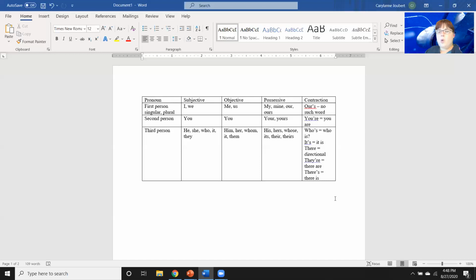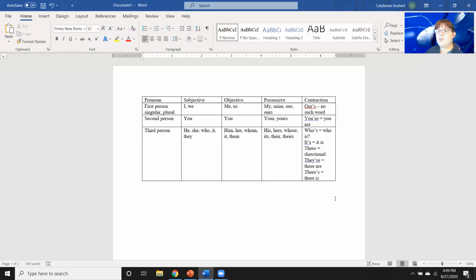Now, possessive pronouns will never have an apostrophe with them. So my, mine, our, ours, our with an apostrophe is no such word. Your and yours are the possessive. Your, Y-O-U apostrophe R-E, is a contraction for you are.